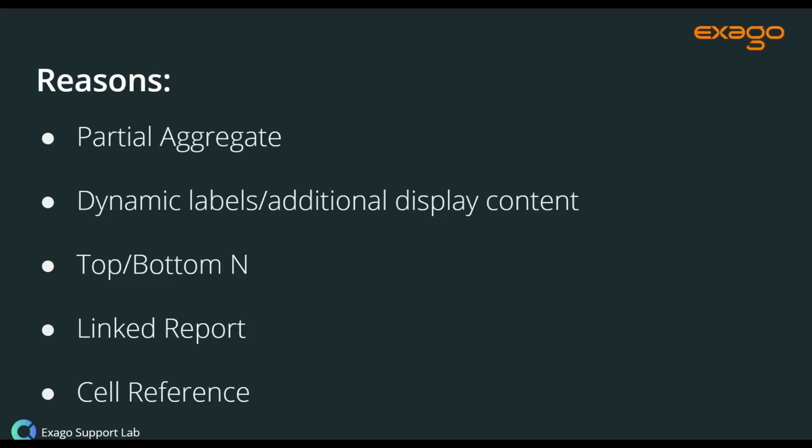Top or bottom end filtering is a feature in advanced reports that we might want to take advantage of. Linked reports, this is a little bit less specific to the actual KPI value, more regarding the user experience. But if I'd like to use a linked report, advanced reports makes that so easy. Finally, if I need cell references, again, to be used in calculating my KPI. So a lot of these are really focused on the nuances of the value that you're looking to display.